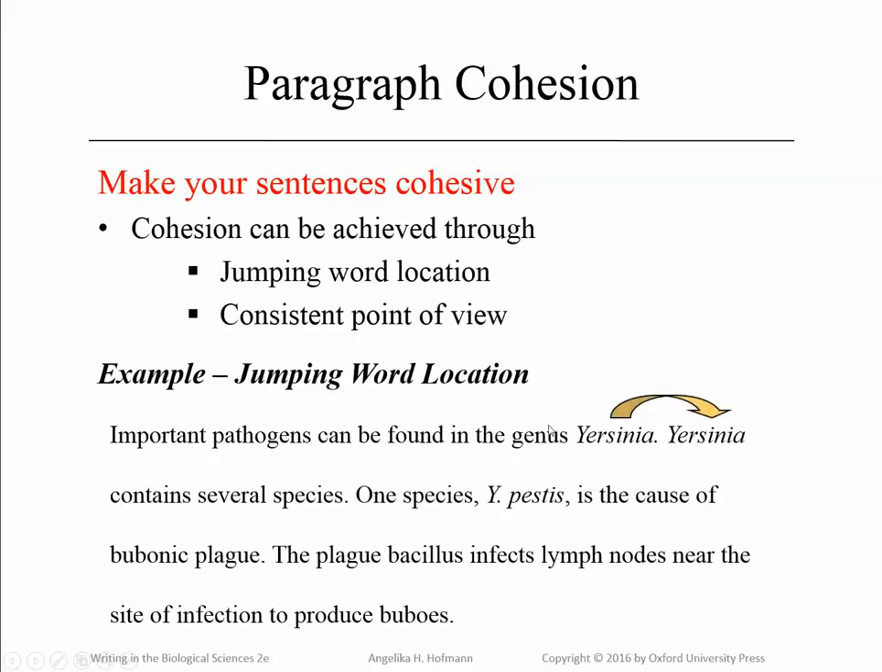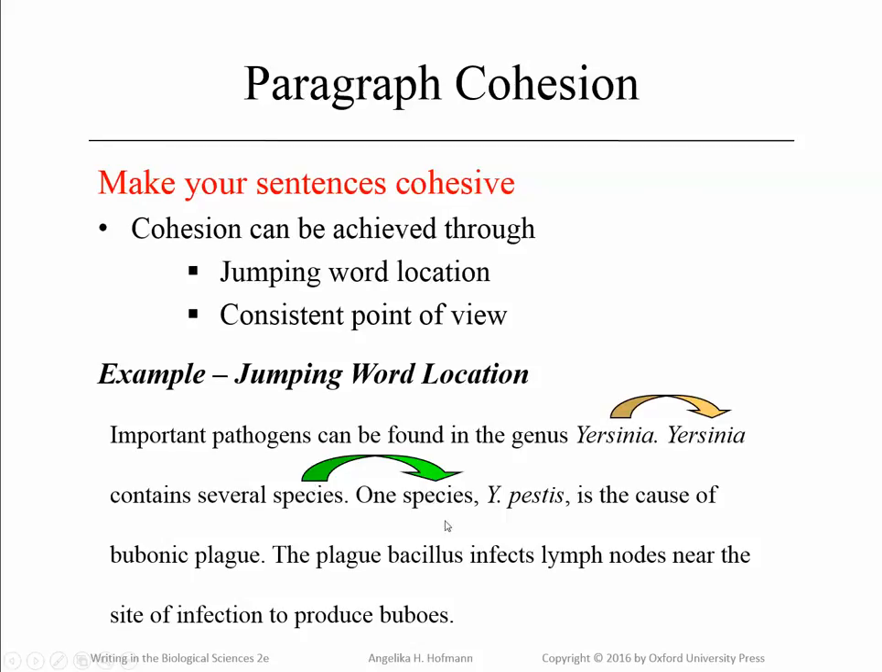We end this sentence here with the genus Yersinia, and notice we start the next one with this Yersinia as well. And so we expect that. That's that jumping word. Here, we end this sentence with species, and then our next sentence refers back to one of these species. So here we see several.